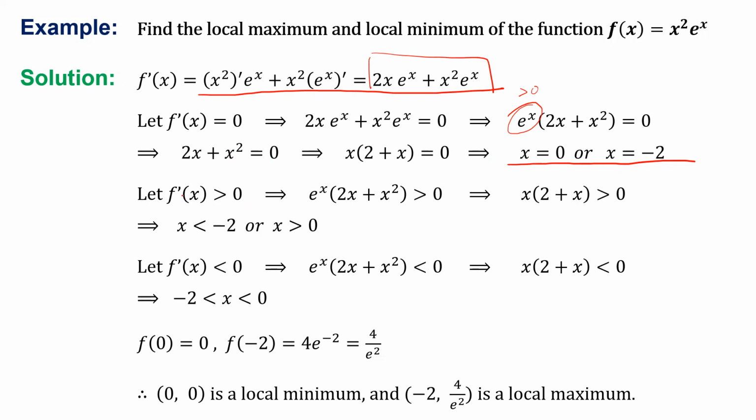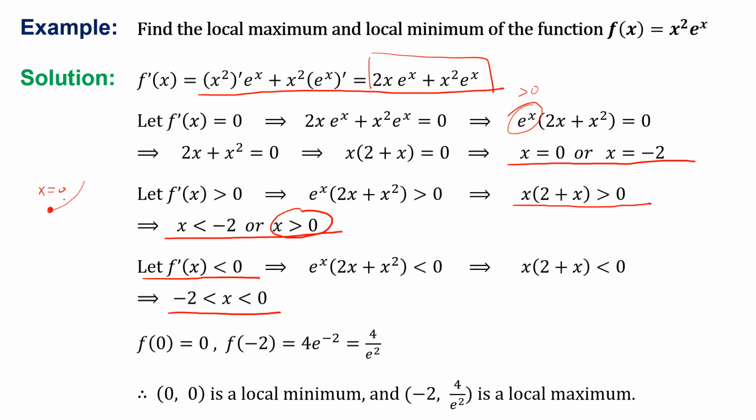Then let's analyze, if we let the first derivative be positive, then what is the solution? The solution is the product of x and 2 plus x must be greater than 0. This leaves us x is either smaller than -2 or greater than 0, right? Similarly, if you let the first derivative be less than 0, that gives us x is between -2 and 0, right? Then we know that at x equals 0, the first derivative is 0, right?